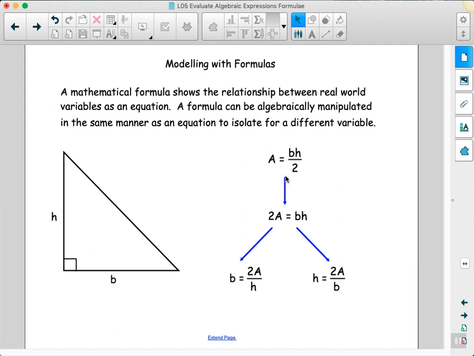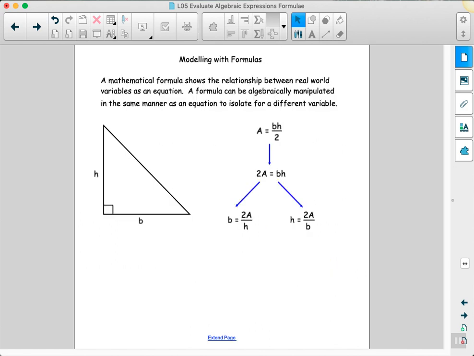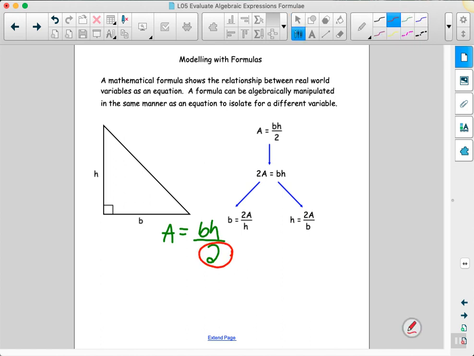This formula right now is set up specifically to find the area of a triangle, but I could isolate it for some of the other variables, and I'm going to redo that over here just so we can see where that's coming from. So area is base times height over 2. The first thing I want to think about is how to get rid of that 2. B and H are both being divided by 2. So to undo division by 2, I'm now going to multiply by 2, and I'm going to get 2 times A is equal to B times H.